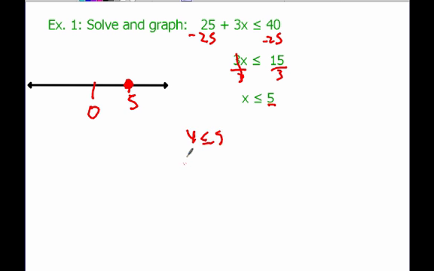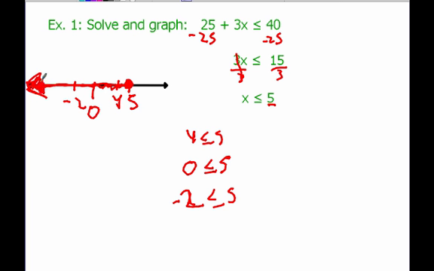That works. 0 is less than or equal to 5. These numbers are smaller than 5. And how about -2? -2 is less than or equal to 5. So here's 4. 0 is already there. Here's -2. We notice all of our solutions are to the left of my circle. So that's the way I want to shade. And my graph looks like this. So we solve it just like an equation. And then we graph it.